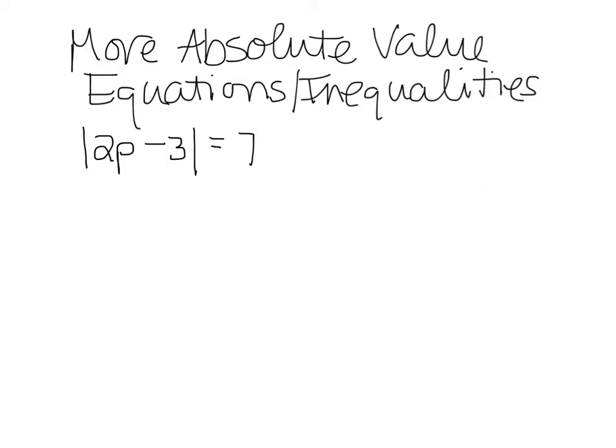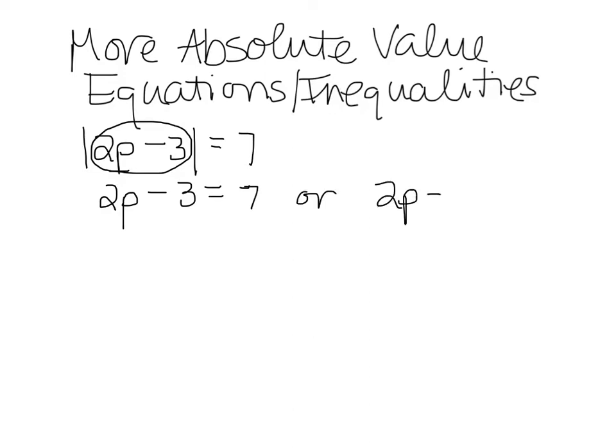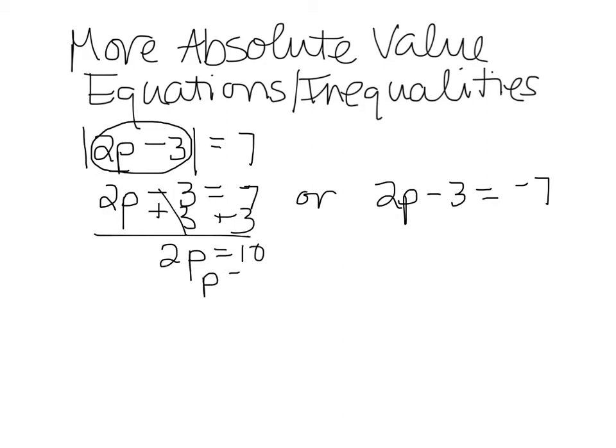Well, we already know if something has an absolute value of 7, that means that something is either 7 or negative 7, which means we can translate this to two equations. Either 2p minus 3 is 7, or 2p minus 3 is equal to negative 7. We solve, giving us 2p is equal to 10, which makes p equal to 5.